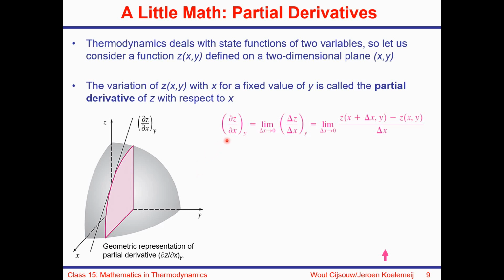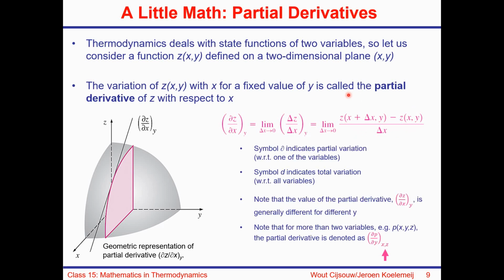And if you look again at the formal definition of a partial derivative, you see that it now involves a function of more than one variable, but the definition itself looks very much like the definition of a normal derivative. Yet things are different, of course, in particular in the notation. It has this curly d that is used, and that always indicates a partial differential or partial variation with respect to only one of the variables of the function z.